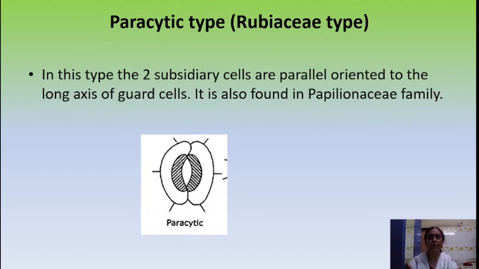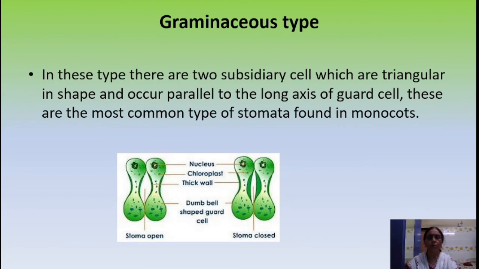Fourth one, paracytic. In this type, the two subsidiary cells are parallelly oriented to the long axis of guard cells. It is also found in Papilionaceae family and it is commonly called the rubiaceous type of stomata.